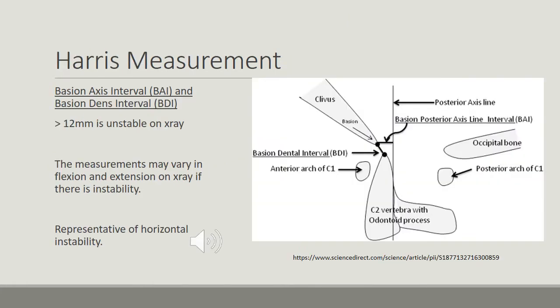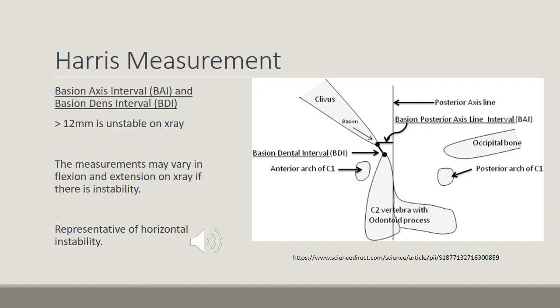So let's move on to a few measurements here. We have the Harris measurement. To take that, if you look down on the picture in the middle, you see the arrows pointing to two lines. That's what we're looking to have represented with the basion-axial interval. It's the position of the basion to that posterior axial line. So that's the BAI. And then we have the basion-dens interval, the BDI. So that's from the basion down to the dens popping up off of C2. So this is looking at it from the side profile.